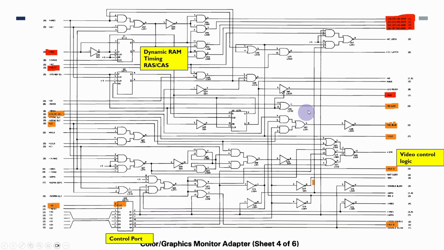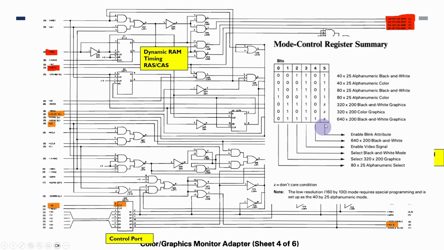This is largely the dynamic RAM timing, so you can ignore that, but there is the control port here. Control port actually controls things like the video mode and whether or not we've got 40 character mode or 80 character mode or these higher resolution graphics modes.